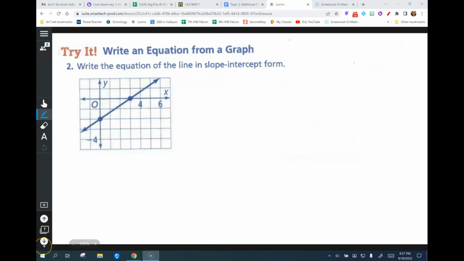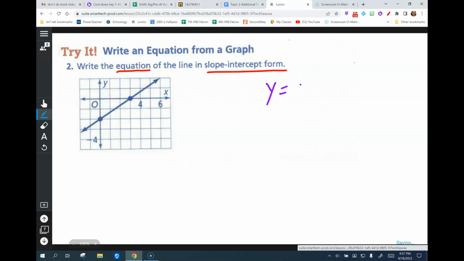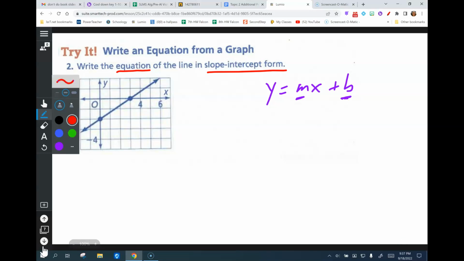Nice job. Now we get to do something equally as fun. We are going to write the equation of the line in slope-intercept form. So what would be best is to start off by writing down what slope-intercept form is. Ready? y equals mx plus b. We have to find slope and we have to find y-intercept. No problem, right? The y-intercept is where the graph crosses the y-axis, right? Where is that happening? Hopefully you said right here. That is your y-intercept. What is that? 1, 2, negative 2. So our y-intercept is negative 2.